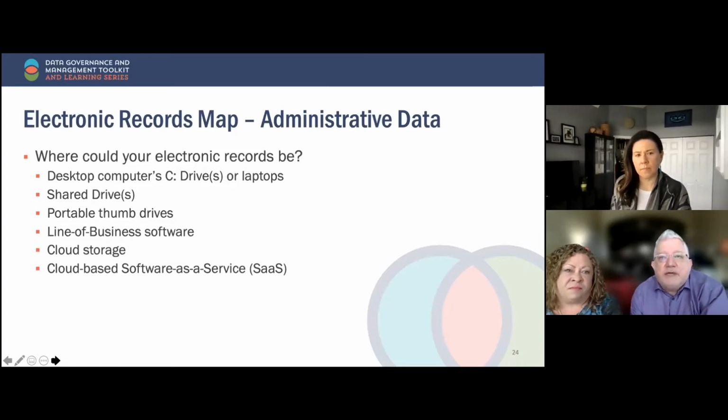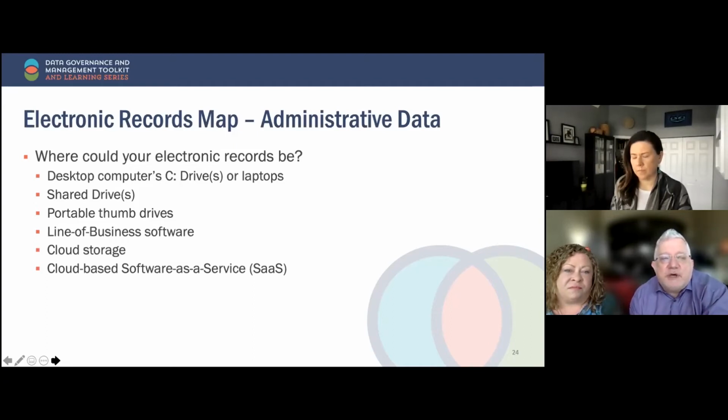Line of business software like accounting software may run reports. These reports are very useful because they can provide you with specific data sets. Electronic records can also live in the cloud. This is an increasing feature of a lot of businesses around the country.